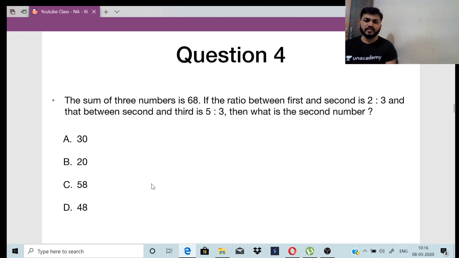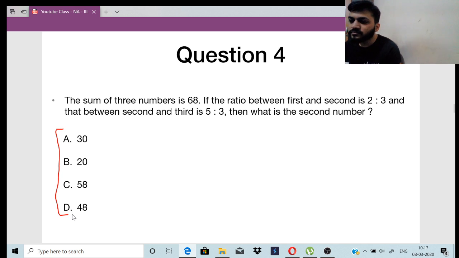Chalo. The sum of three numbers is 68. If the ratio between the first and the second is 2:3, and that between the second and the third is 5:3, what is the second number? You have to tell me what the second number is. Here are your four options.